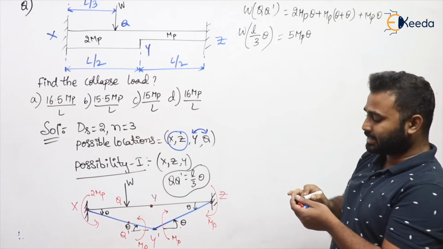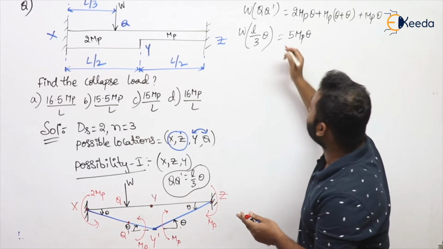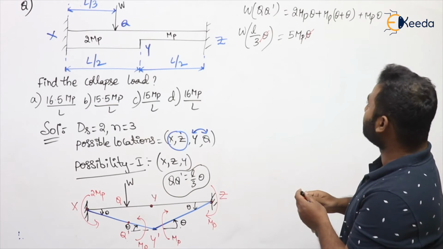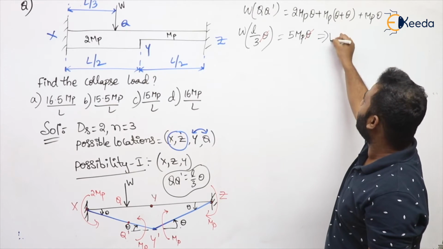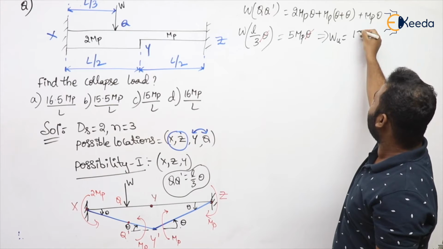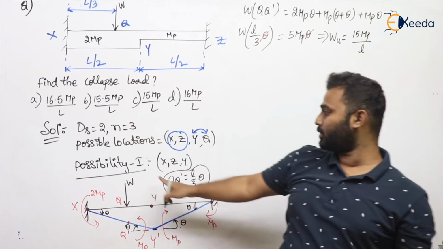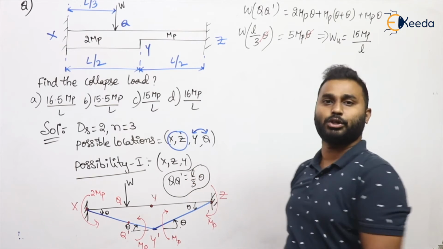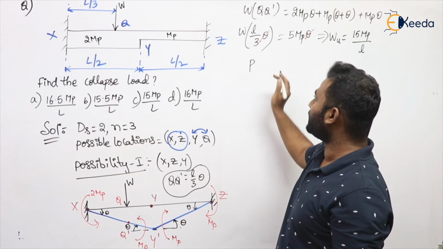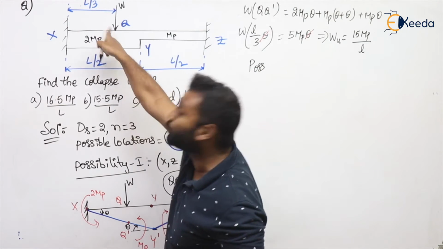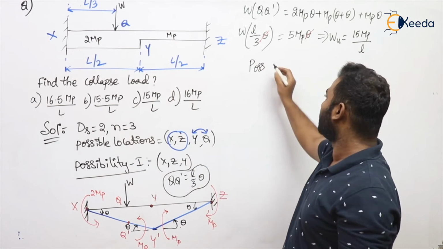So in this equation we can cancel theta and theta, right? From this we'll get the collapse load as W_u equals 15 mp by L. So this is the collapse load in possibility 1. Now we'll check possibility 2, that is assuming plastic hinges at X, Z and at Q under the point load.